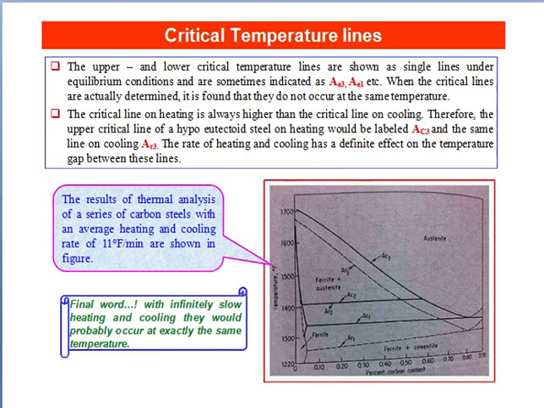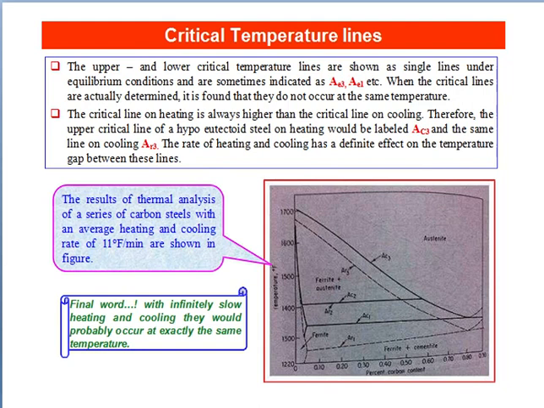Critical temperature lines. See, the upper and lower critical temperature lines are shown as single lines under equilibrium conditions and are sometimes indicated as AE3, AE1, etc. When the critical lines are actually determined, it is found that they do not occur at the same temperature. The critical line on heating is always higher than the critical line on cooling.